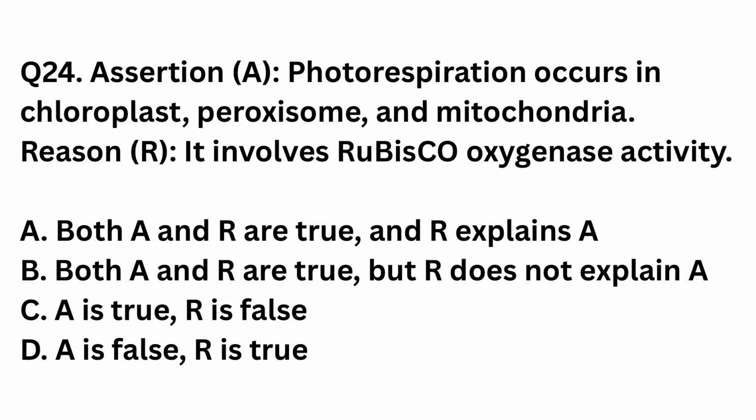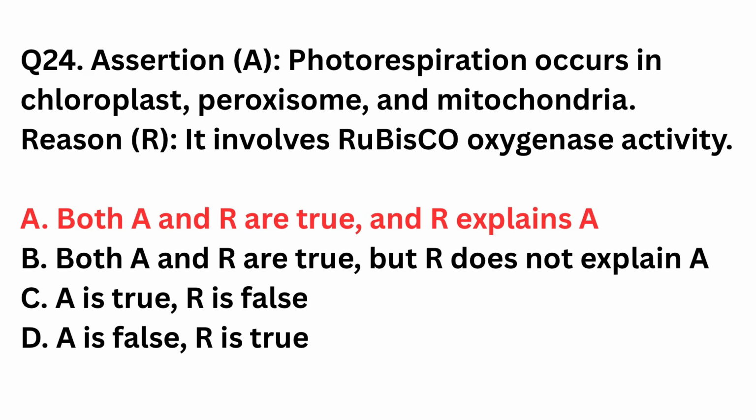Question number 24. Assertion: Photorespiration occurs in chloroplast, peroxisome and mitochondria. Reason: It involves rubisco-oxygenase activity. Both assertion and reason are true and reason explains assertion. Both assertion and reason are true but reason does not explain assertion. Assertion true, reason false. Assertion false, reason true. The right answer is option A.